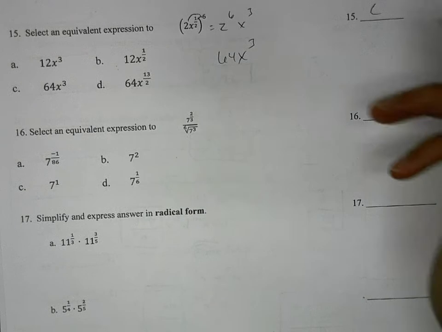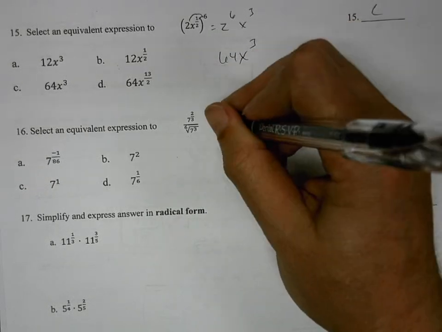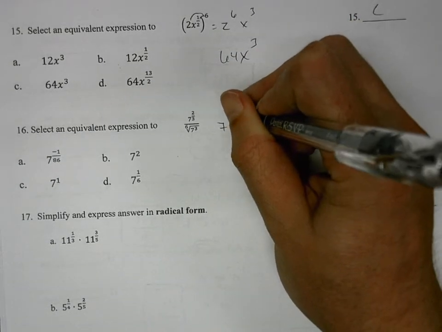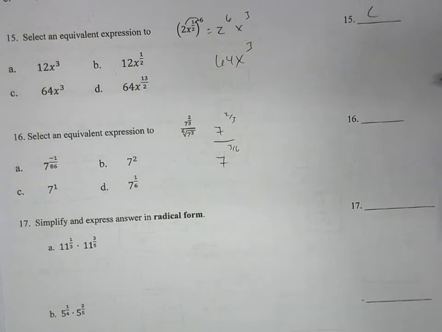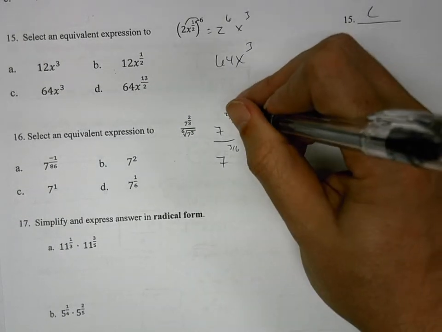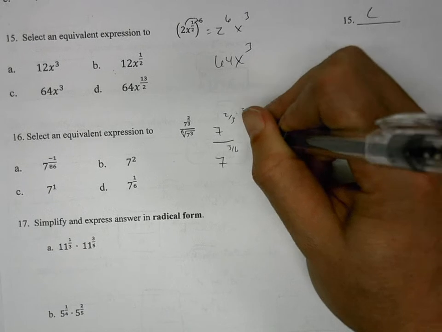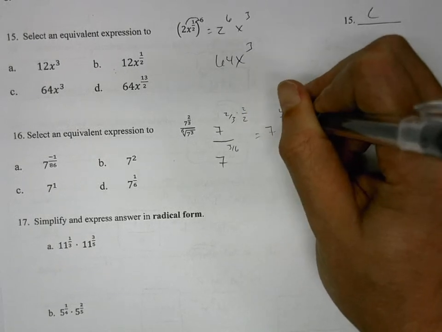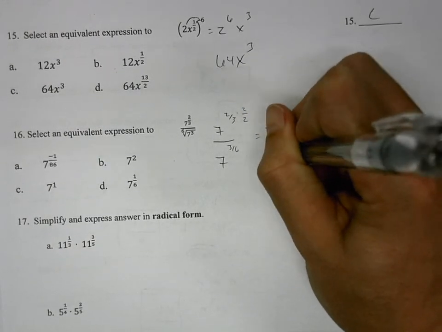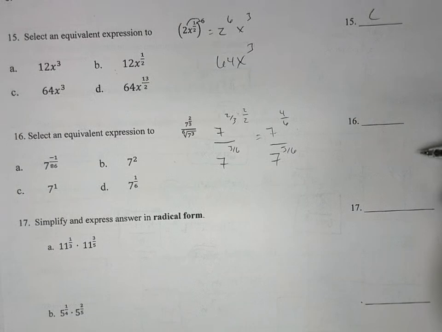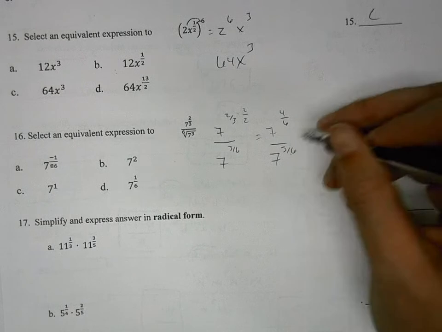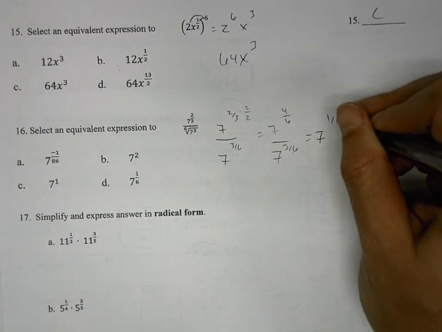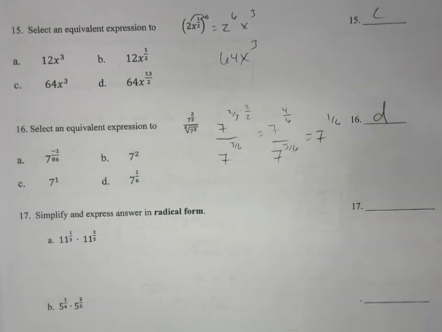16. So 7 to the 2/3 over 7 to the 3/6. We're going to multiply this top and bottom by 2, so this becomes 7 to the 4/6 over 7 to the 3/6. And since you're dividing, you are going to subtract. 4/6 minus 3/6 gives you 7 to the 1/6. The answer is D.